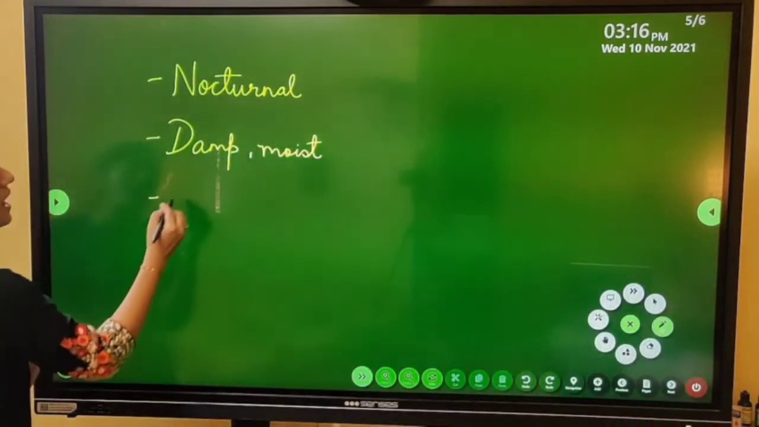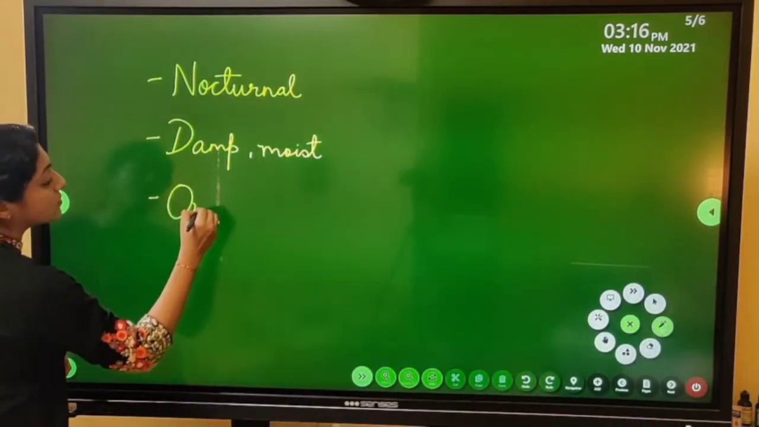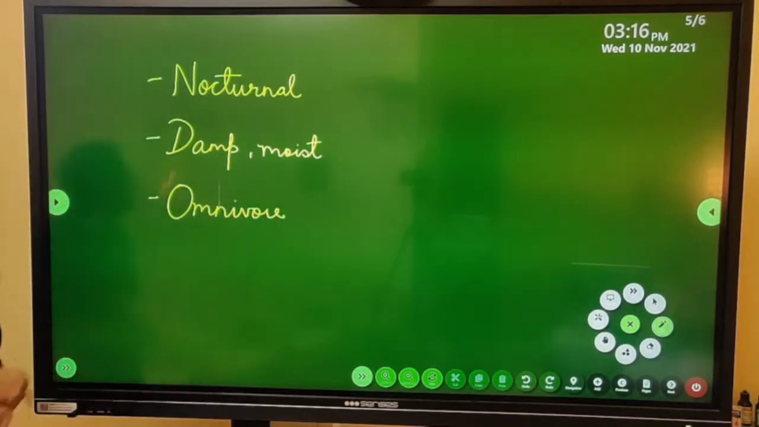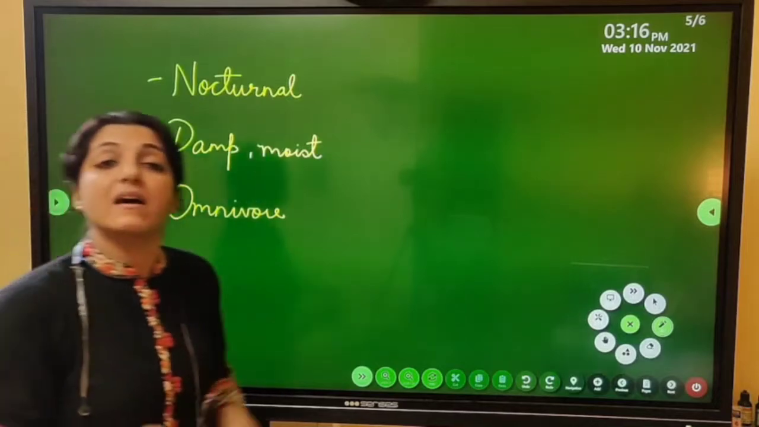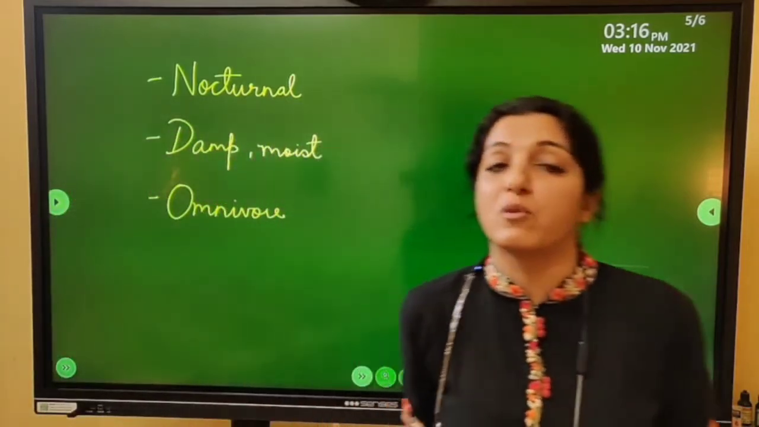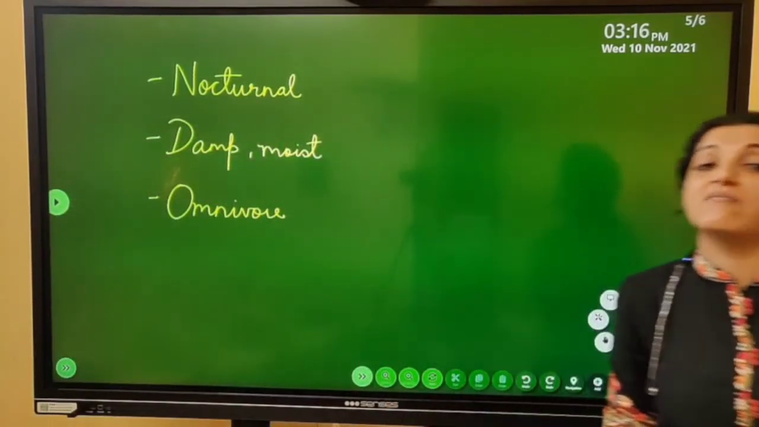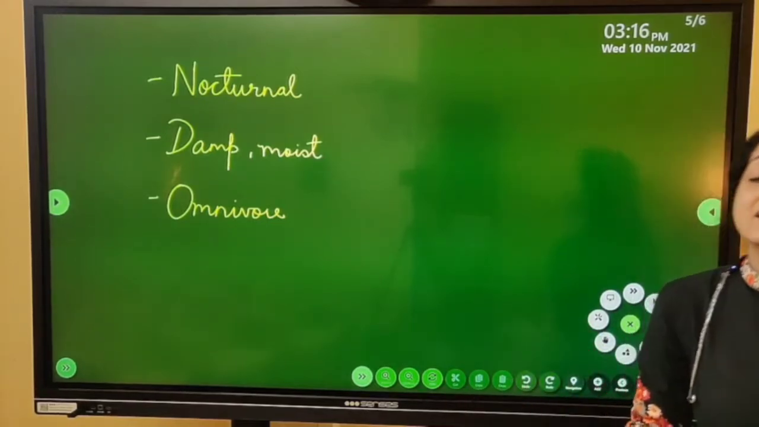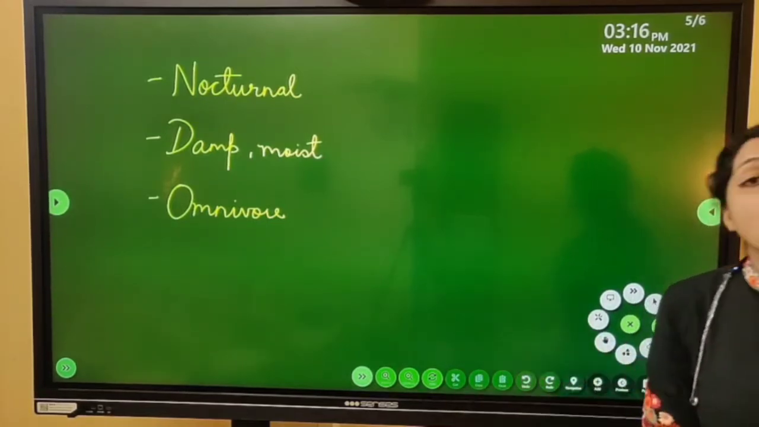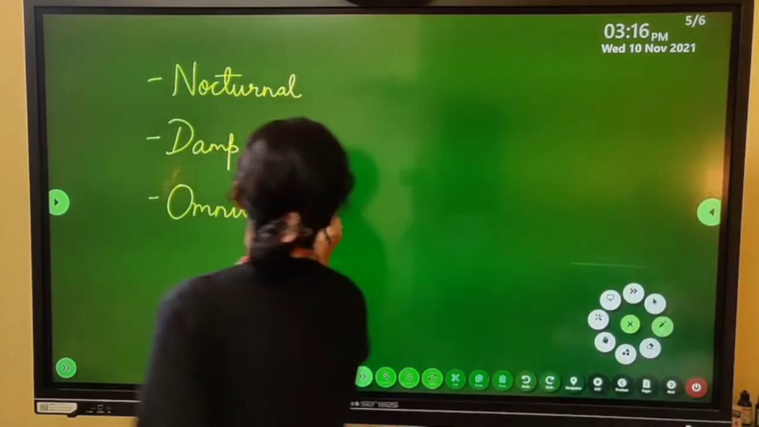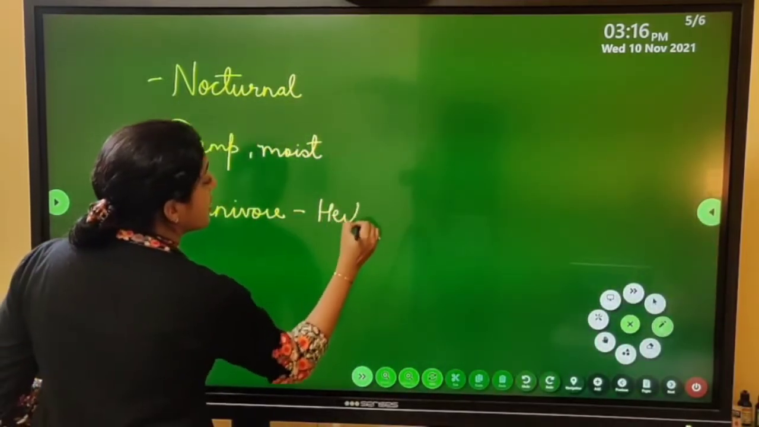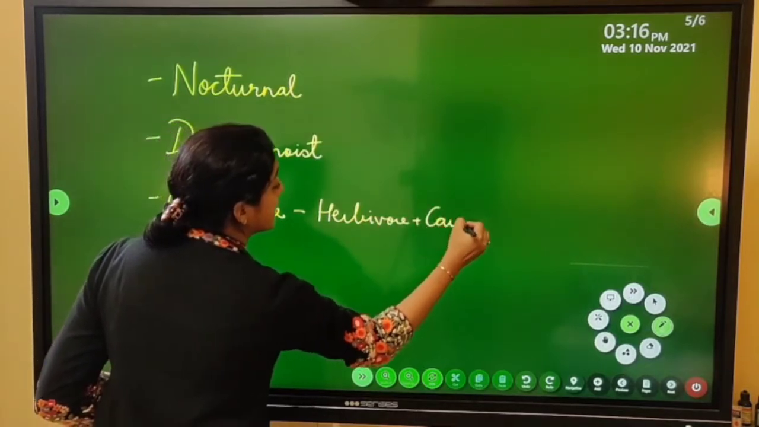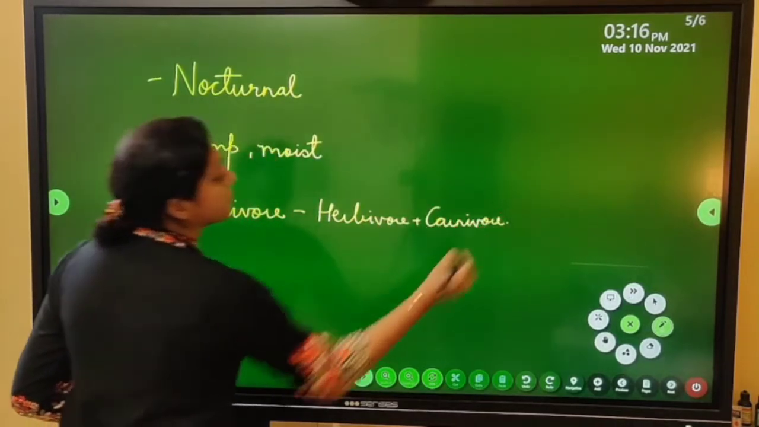It will not be seen in the sunny places. It is an omnivore. By omnivore I mean कि ये herbivore भी है, ये carnivore भी है. It can feed itself on plants, it can feed itself on other insects, other animals. So omnivore means it is a herbivore plus a carnivore. It can eat anything that comes on its plate.